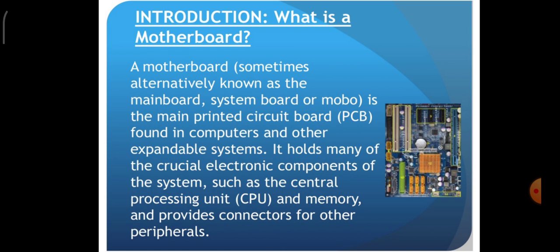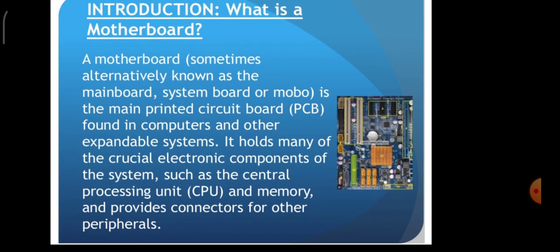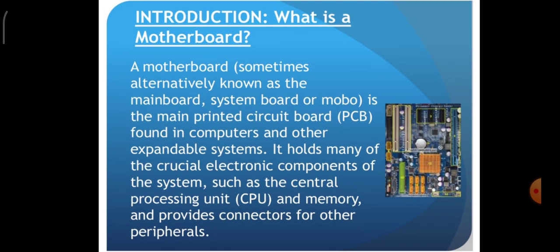It holds many of the crucial electronic components of the system, such as the central processing unit, CPU, and memory, and provides connectors for other peripherals. So this motherboard is very important. Without a motherboard, the computer cannot work, because all the main electronic components are connected to this board only. I'll maximize it so that you can see how a motherboard looks. Okay, we will move on to the next slide.